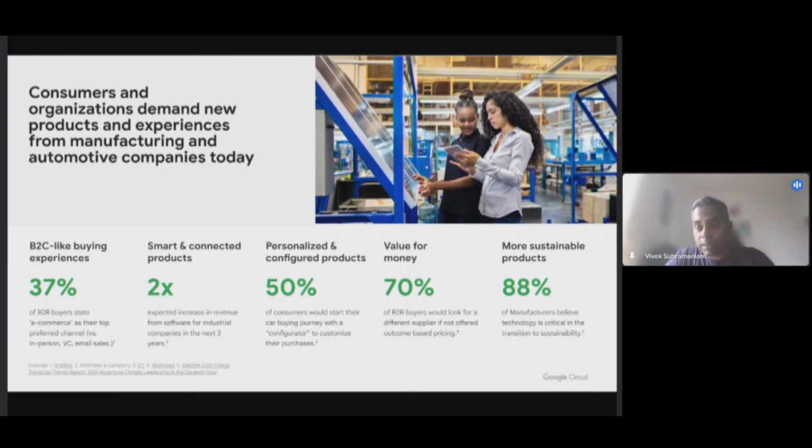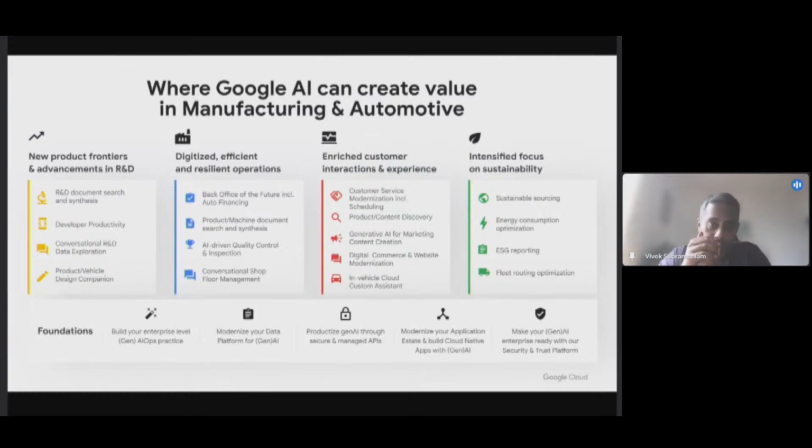All of these are, of course, complex problems, and one can view this through a data and AI lens. What we see is organizations using generative AI and AI at large to solve for some of these challenges that come with the expectations of the consumer and the evolution of the ecosystem. And there are four broad themes where generative AI and AI fit, from a value chain standpoint.